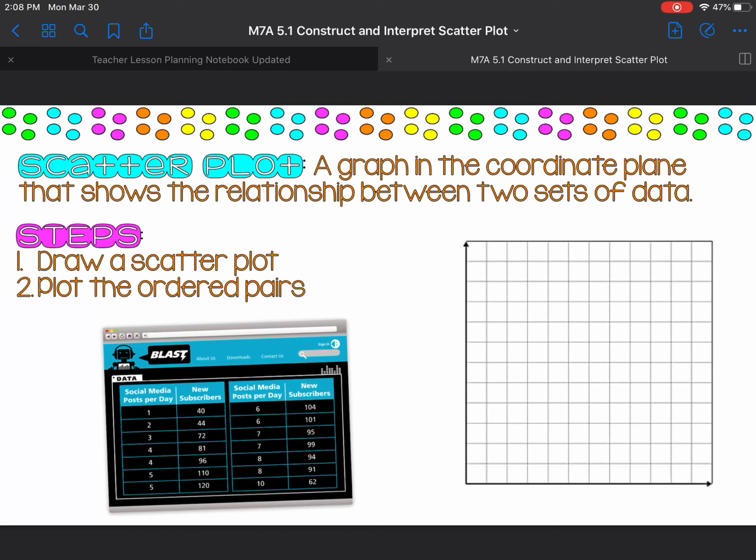So right here we have this picture from Blast. Now, Blast is tracking data on the amount of social media posts they make per day and the amount of new subscribers they have each day. Because it's kind of a fine line when it comes to social media. You don't want to post too much and you don't want to not post at all. So you have to find that middle balance. When is the best time to post? So let's go ahead and fill in and do our scatter plot.